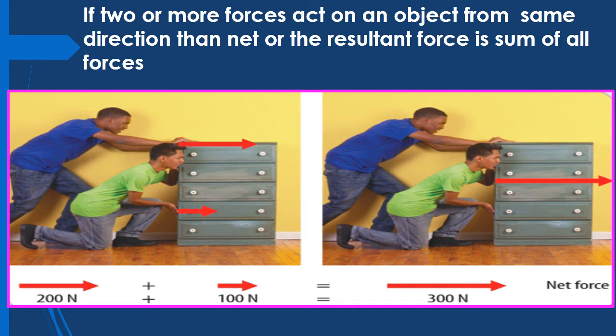The one with the higher magnitude, that is 200, is represented by a longer arrow, while the one with the smaller magnitude is shown by a smaller arrow. Now as both of them are pushing in the same direction, the net force with which the object will move towards the right will be the sum of both forces, that is 200 plus 100, which gives 300 Newton. So the object will move towards the right with a net, or total, or resultant force of 300 Newton towards the right direction.